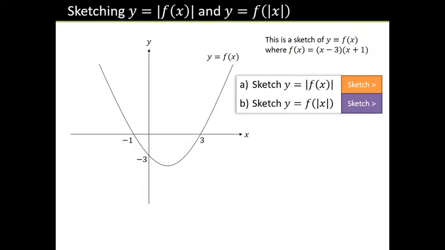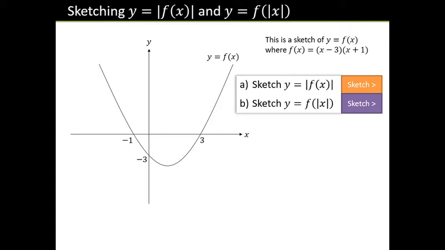Follow that link. Okay, so sketching y is equal to the modulus of a function and sketching y is equal to a function of a modulus of x. What is the effect of those two going to be? Now, I would say, on first impression, it might be that those two are equivalent to one another, but thinking carefully about what the modulus does tells us that that's not the case.